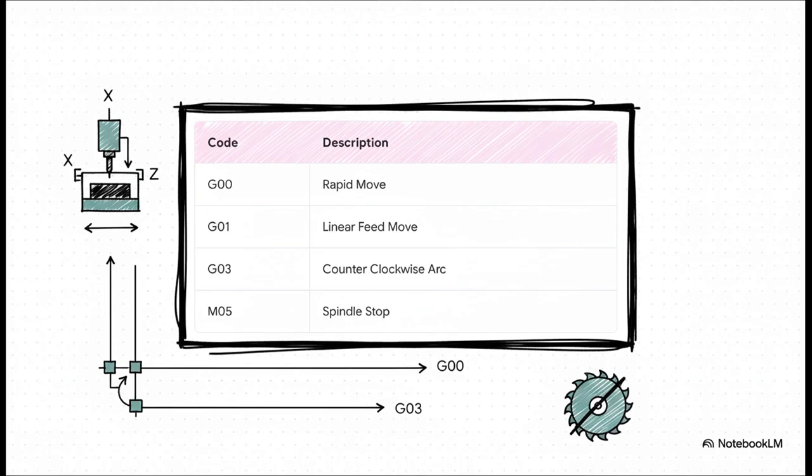For example, G00 tells the machine, hey, move really fast to a new spot. G01 says, okay, now cut in a straight line. You can make arcs or use what's called an M code, like M05, to just stop the tool from spinning. Each code is just one clear, direct instruction.